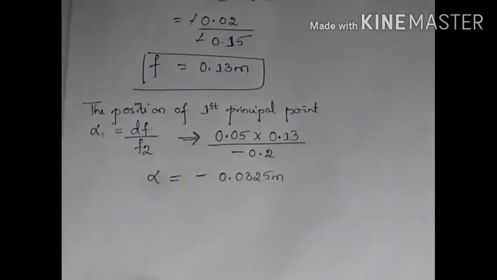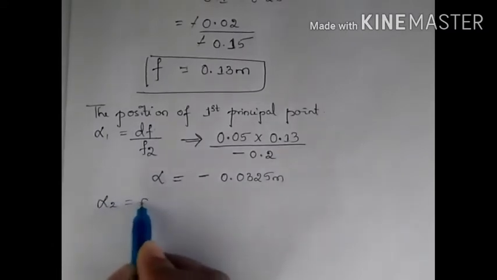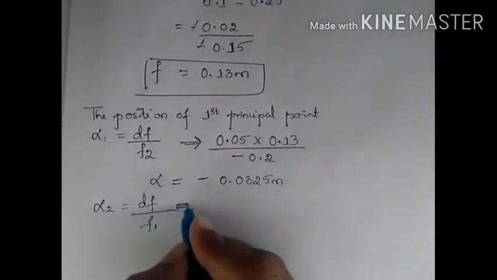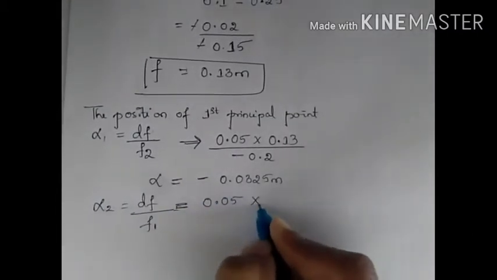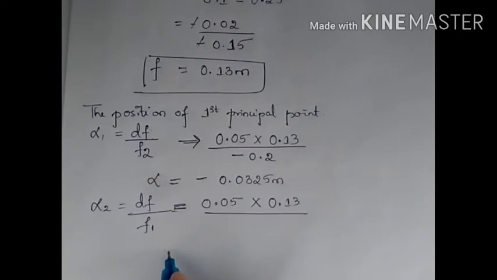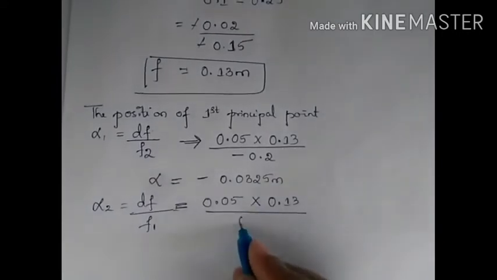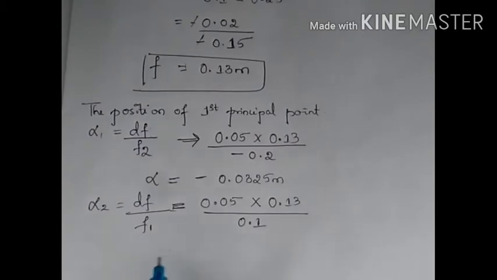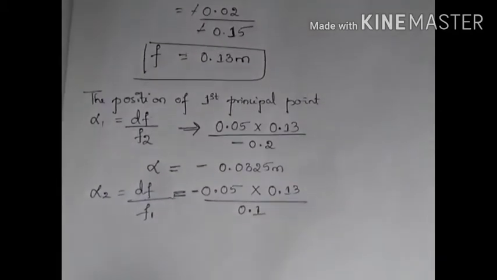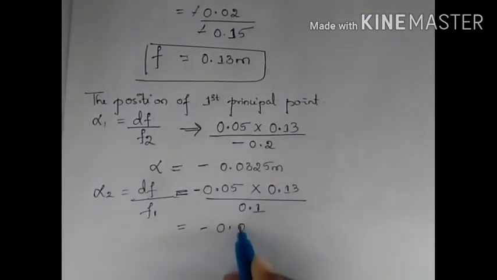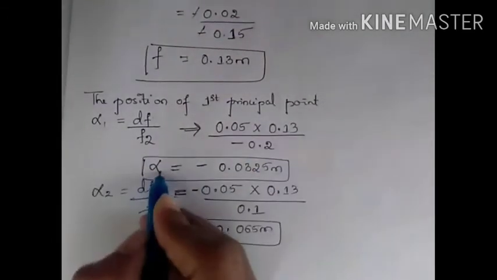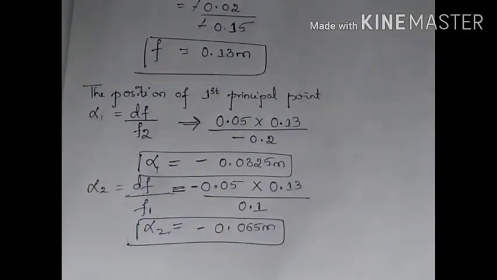Now let us find alpha 2, that is d f divided by f1. So d is again 0.05, multiplied by f, which is 0.13, divided by f1, which is 0.1 meters. Now if you solve, for the second lens this will have a negative sign, so we get 0.065 meters. So alpha 2 is 0.065 meters and alpha 1 is 0.0325 meters.